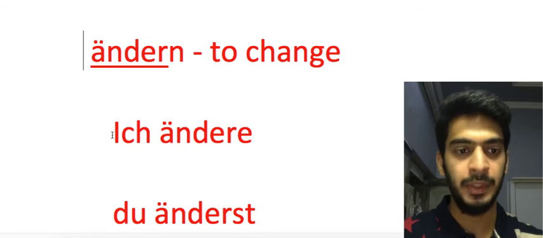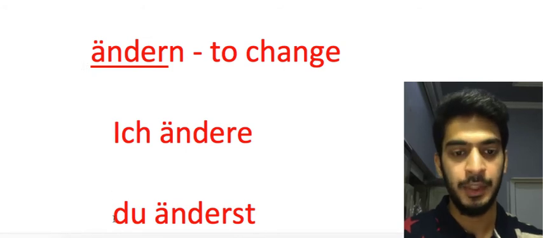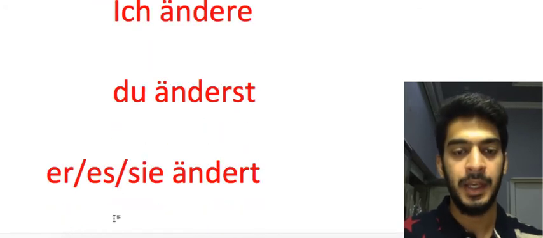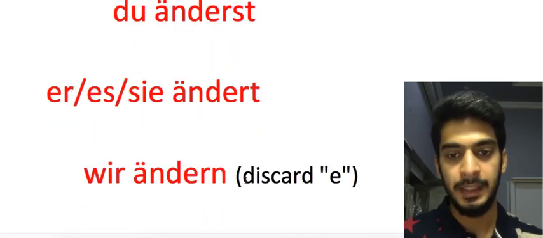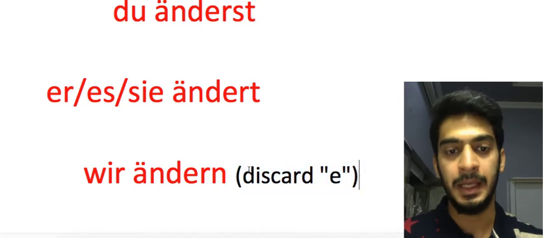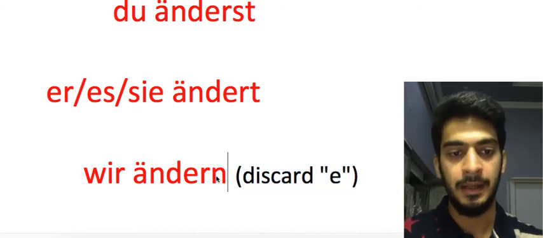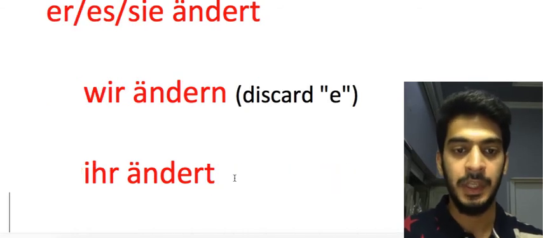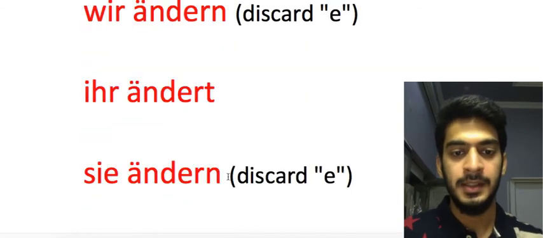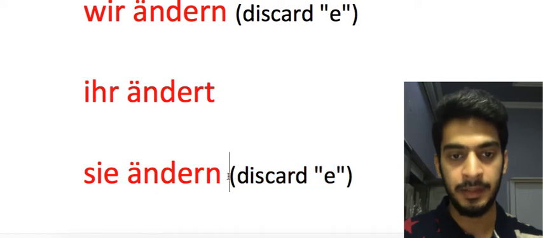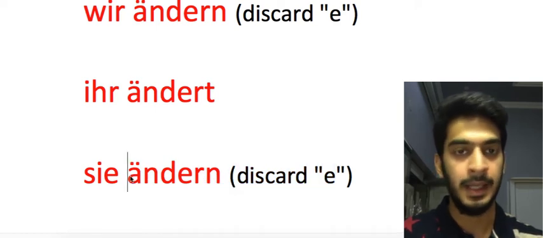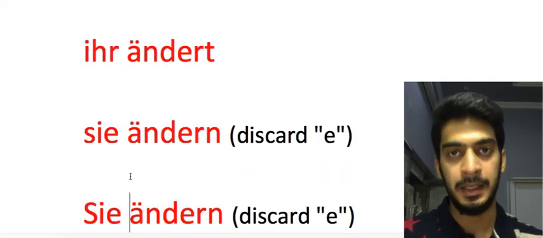Follow the same rule. Ich ändere, du änderst, sie ändert, wir ändern. Discard e from the ending en. We get the letter n. Wir ändern. Ihr ändert, sie ändern. Again, discard e from the given ending en. We get the letter n. Sie ändern, capital Z ändern.